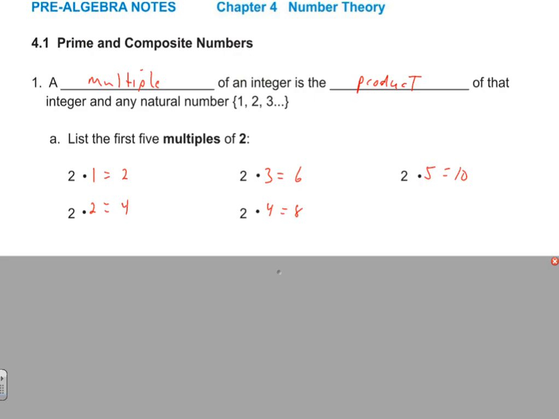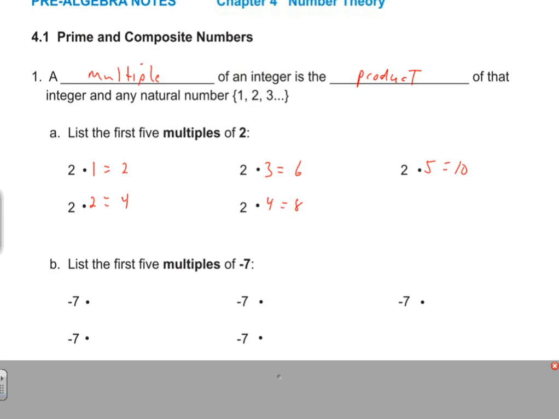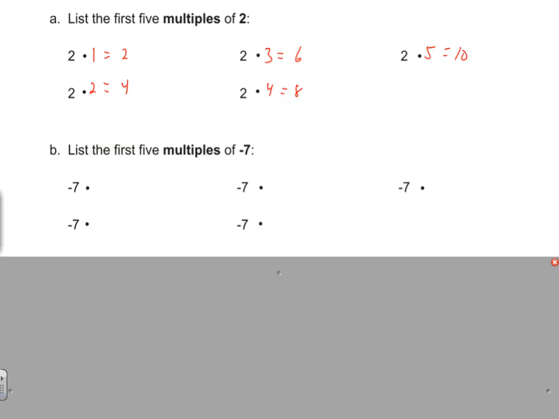So what are the first 5 multiples of 2? Well, multiply the 2 times a 1, and then a 2, a 3, a 4, and a 5. And that's how you'd get the first 5 multiples of any number. Multiply the first number by 1, then by 2, then by 3, then by 4, then by 5. So here we have negative 7, and it asks for the first 5 multiples of negative 7.